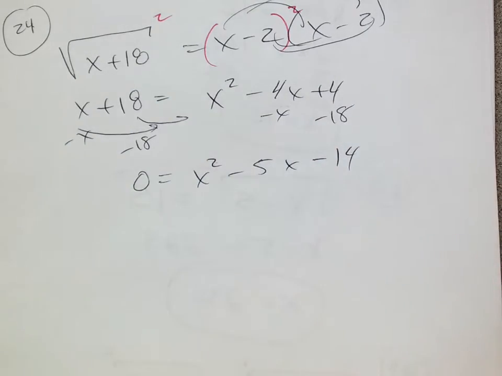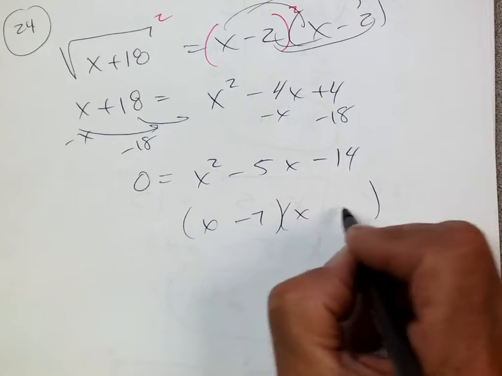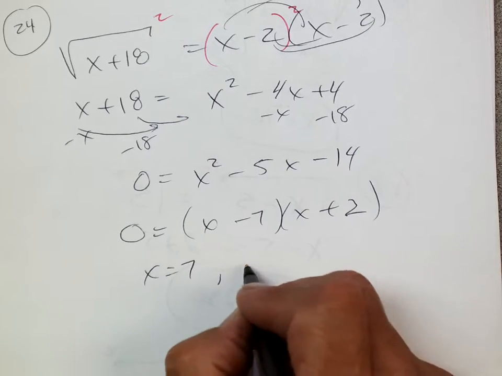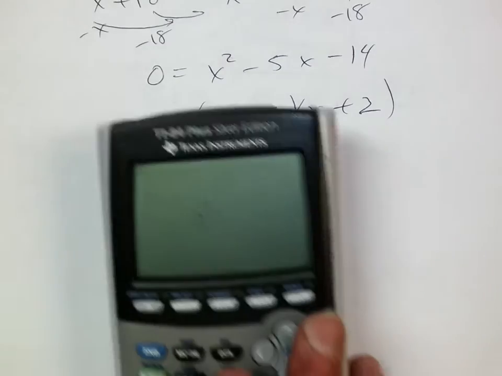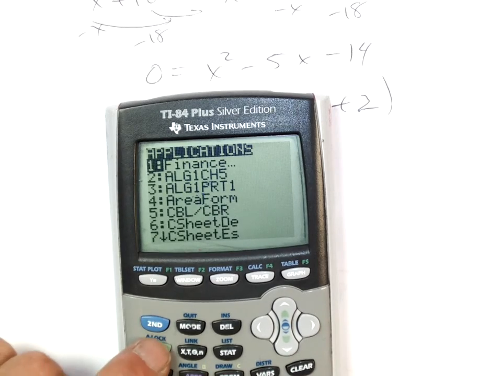Now, if you know how to factor, you're just going to go boom, boom, boom, minus 7 plus 2. You're going to get x equals 7 and x equals negative 2, right? But if you don't know how to factor, we got the poly button, right? So we go to apps. Remember apps? Go down to our poly.